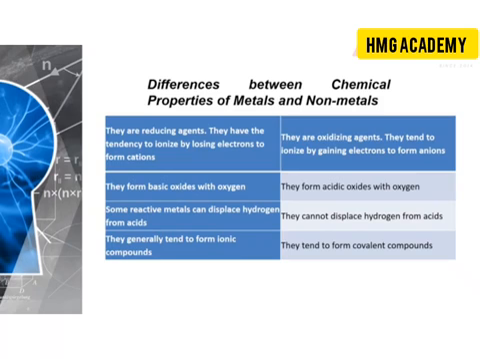While the non-metals are oxidizing agents, they tend to ionize by gaining electrons to form anions. Anions here means anode ions, that is, the ions that go to the anode during electrolysis. Now, the metals usually form basic oxides when they combine with oxygen. That is, the oxides that they form are basic in nature. They display the properties of base. While the non-metals form acidic oxides when they combine with oxygen, such that their oxides will have acidic properties.